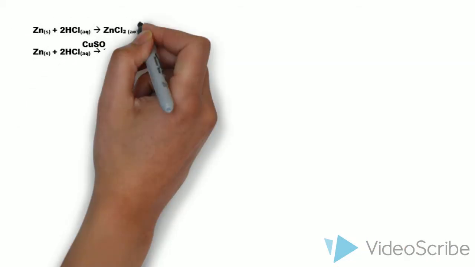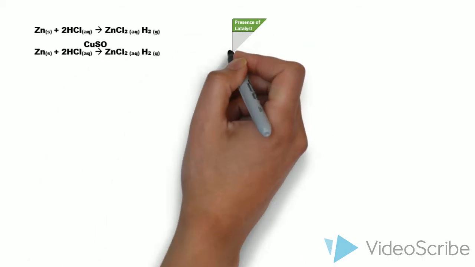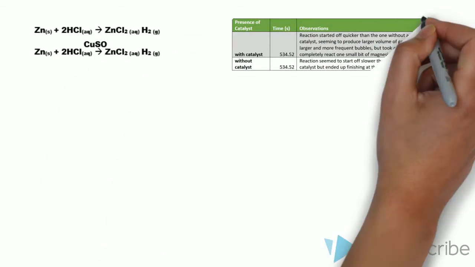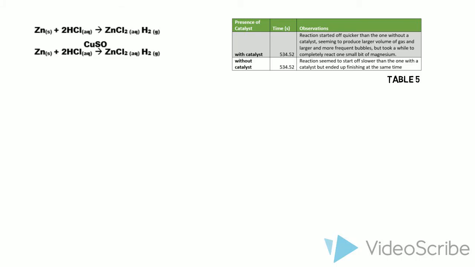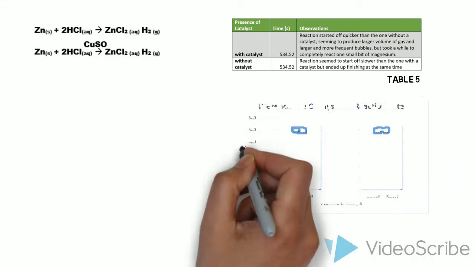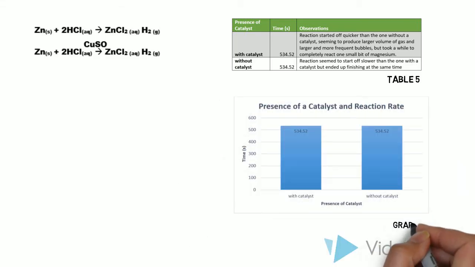This theory was tested by adding a catalyst, which was copper sulfate, to a zinc and hydrochloric reaction and observing and recording the results. Even though the results showed that the reactions finished at the exact same time, which is a surprising result, the reaction with copper sulfate started a lot faster than the one without, which can be seen in this video.